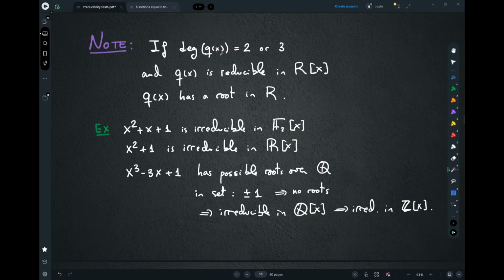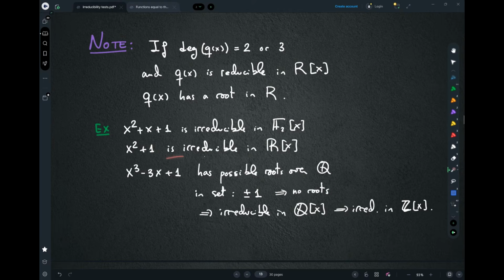Note that if the degree of the polynomial q is 2 or 3, then using the degree, we can see that if it is reducible, then q has a root. So that is one way to check irreducibility of polynomials of degree 2 and 3, especially in fields with a finite number of elements, because I can check all the elements and see if they are roots. So for example, x squared plus x plus 1 is irreducible in F2[x]. That's what I did a moment ago, just by checking that 0 and 1 are not roots.